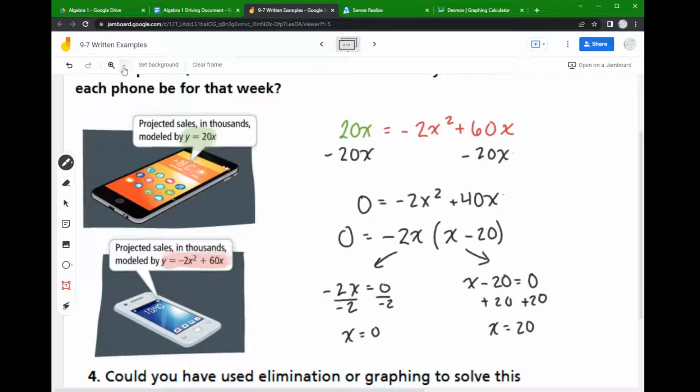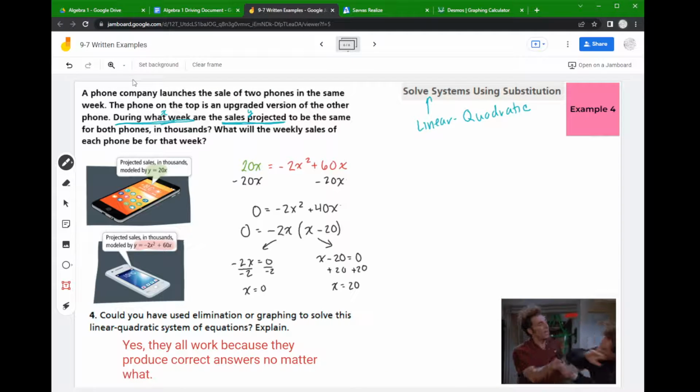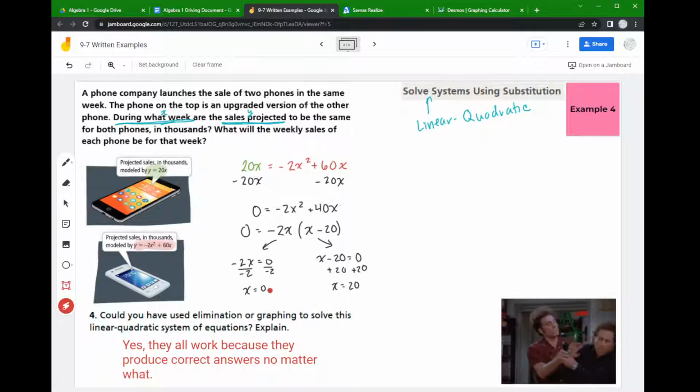All right, so let's look at the overview of this problem. So the x is talking about the number of weeks, right? So I could either have a certain amount of revenue at 0 weeks, which is when they haven't sold anything. Well, that would make sense that their revenue would be 0, right? Or I could have it happen at 20 weeks, which is their next point of intersection.